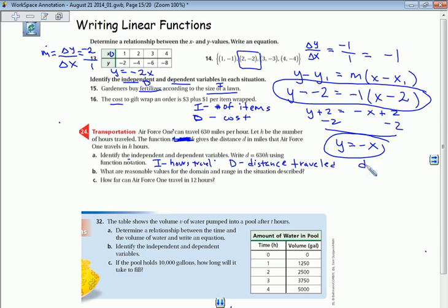So it says to write this using function notation. Distance with respect to hours is 630 h. D of h equals 630 h. So we travel 630 miles per hour. What are reasonable values for the domain and range of this situation? Okay, if we said reasonable values, what is the least amount of time we can travel?